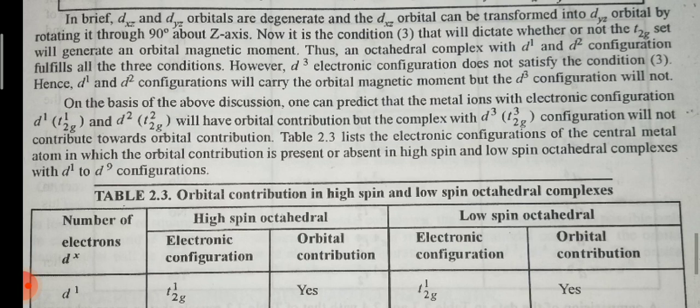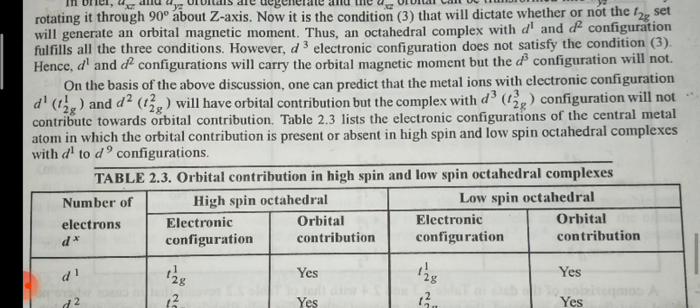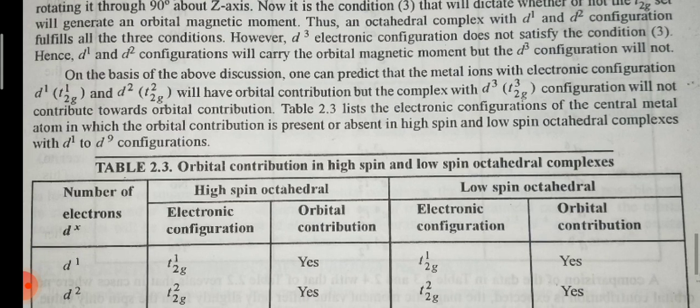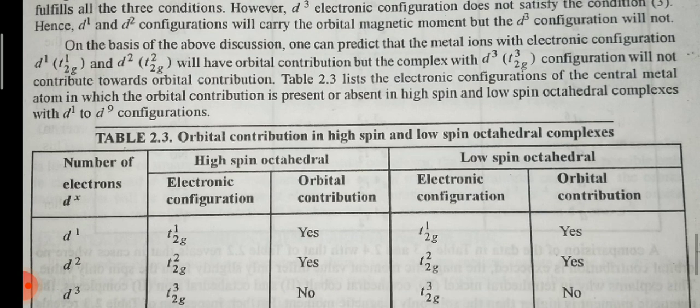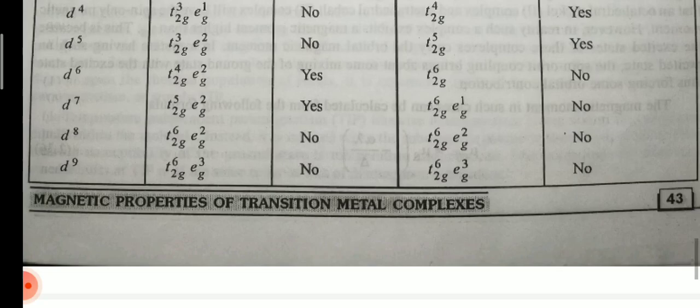On the basis of the above discussion, one can predict that metal ions with electronic configuration d1, t2g1 and d2, t2g2 will have orbital contribution, but the complex with d3, t2g3 configuration will not have orbital contribution. Table 2.3 lists the electronic configuration of the central metal ion in which the orbital contribution is present or absent in high spin and low spin octahedral complexes with d1 to d9 configuration.